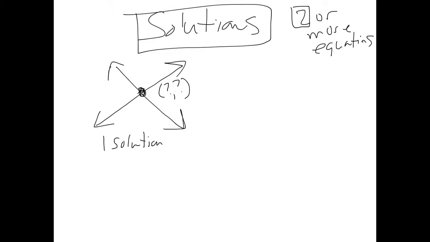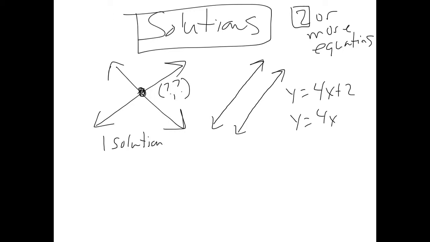Okay? There's also the chance that you graph the lines and the lines are parallel to each other. That means they have the same slope. So for instance, like y equals 4x plus 2 and y equals 4x minus 1. Because this 4 is out in front of here, these lines are going to be parallel. And if the answer is where they cross like that, then these have no solutions. They do not touch each other.